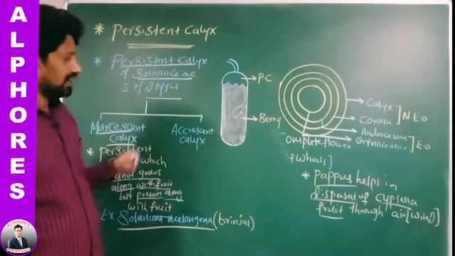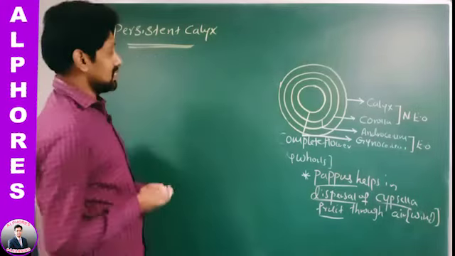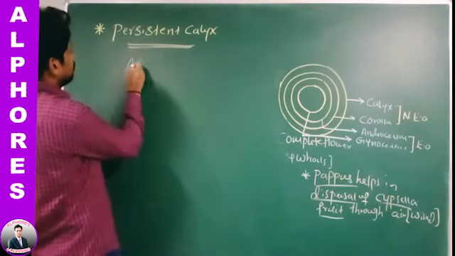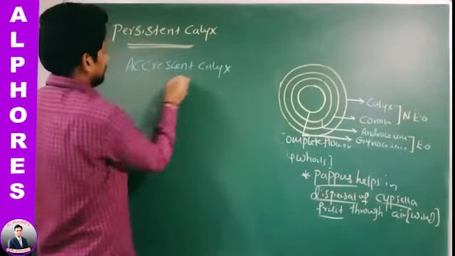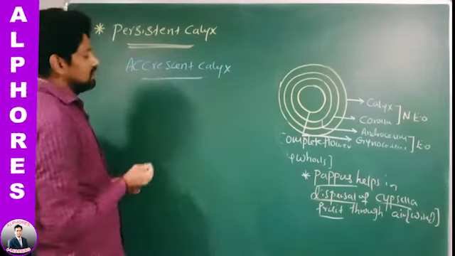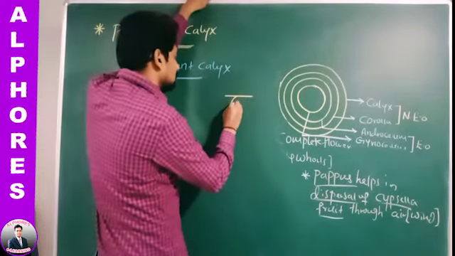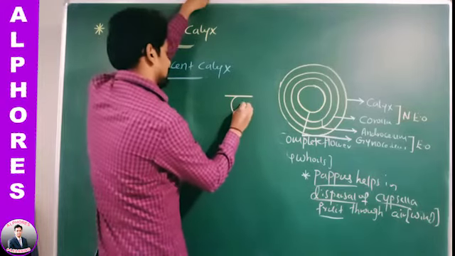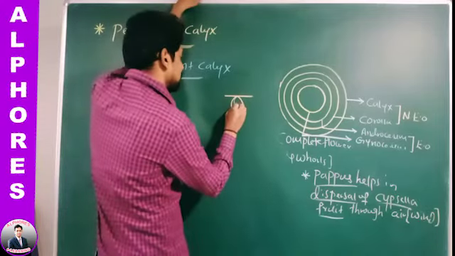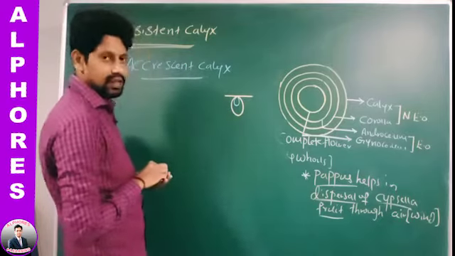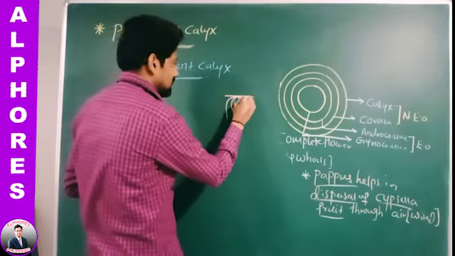Now, go for the second one. What is it, sir? Accrescent calyx. Which calyx, sir? Accrescent calyx, right? Okay, now see here. Sir, this is a true fruit. What is this one, sir? True fruit. And I am drawing a seed in it. This is the seed. Okay, right? Now, sir, this is the persistent calyx.